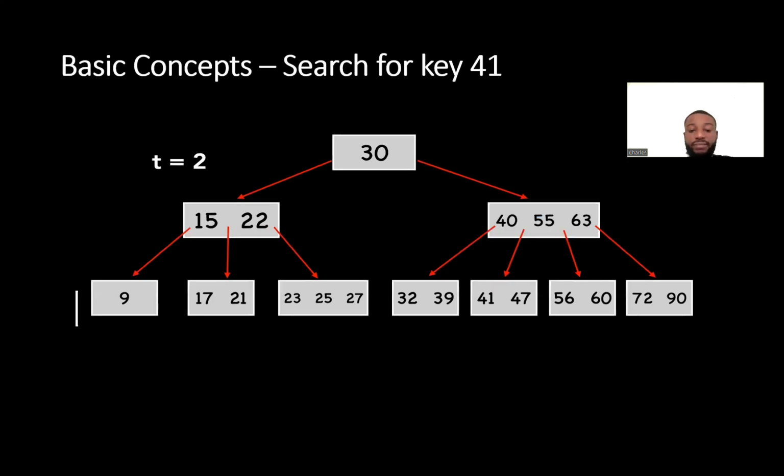When it comes to search, it's very simple. If you want to search for, let's say, key 41, we start from the root. We realize 41 is greater, so we go to the right-hand side and realize 41 is between 40 and 55. We look at the pointer and find 41.